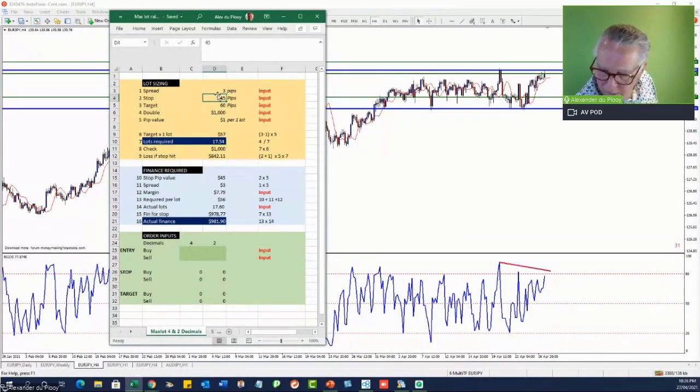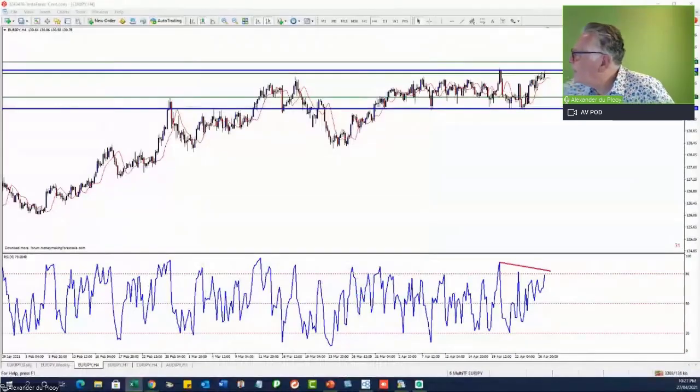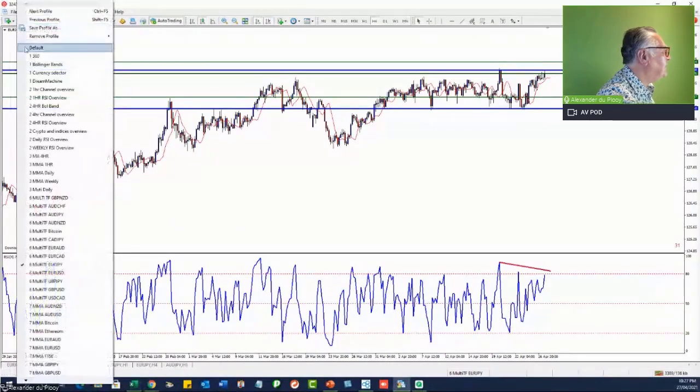The stop we said is going to be 45. The target we said was going to be 75. Let's just make it 70. To double the account, this is a $1,000 account, so we need to make $1,000. Now the pip value of the euro yen is another story altogether. So let's have a look at finding that information.